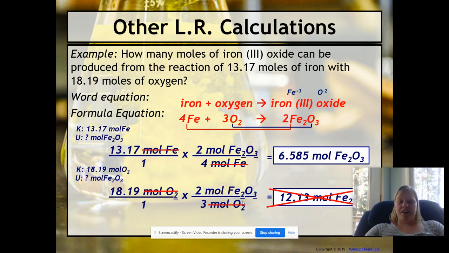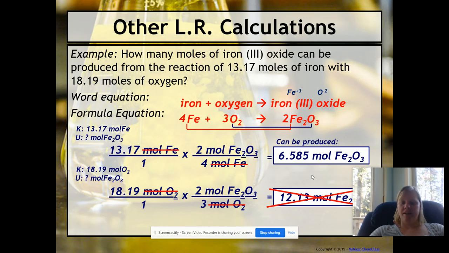And now we're going to actually look at our excess reactant, which in this problem is going to be our O2. So we should have, after doing this, remember the iron was all used up. When we produce this amount, 6.585 moles of iron oxide, this is the most that can be produced given these amounts at the beginning. So we should have had some excess oxygen, all right?